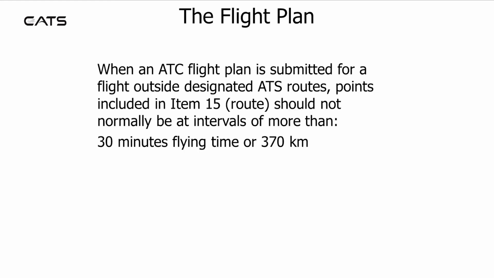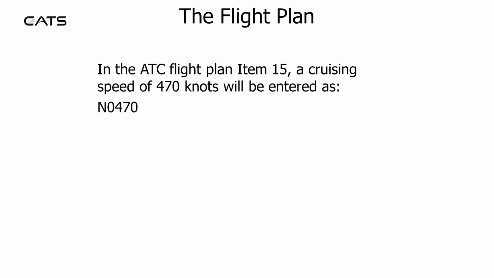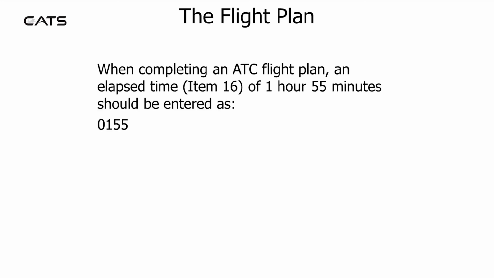When an ATC flight plan is submitted for a flight outside designated ATS routes, points included in item 15 route should not normally be at intervals of more than 30 minutes flying time or 370 kilometers. In the ATC flight plan item 15, a cruising speed of 470 knots will be entered as N0470. When completing an ATC flight plan, an elapsed time, item 16, of 1 hour 55 minutes should be entered as 0155.